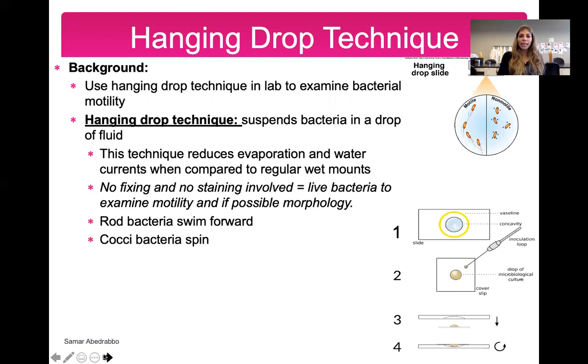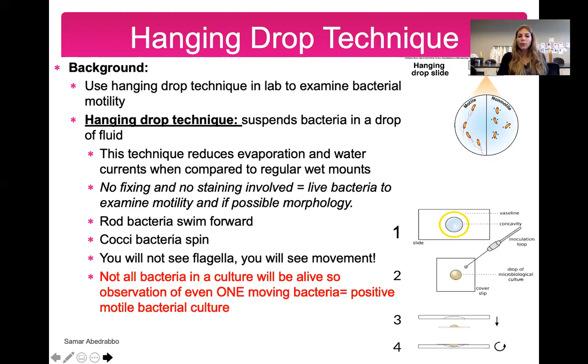Just to keep in mind, rod-shaped bacteria generally swim forward, and coccus-shaped bacteria, if they are motile, do this spinning. It's harder to tell if coccus are motile. Rods are very easy. They just swim forward. With this technique, we will be able to see if bacteria are motile or not. I'll explain how the technique is done in a second in a better slide.